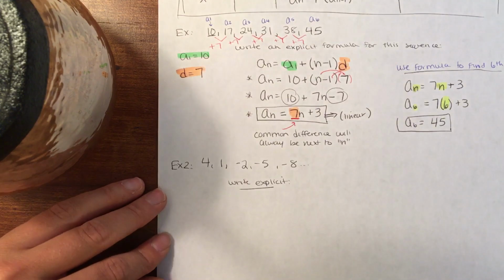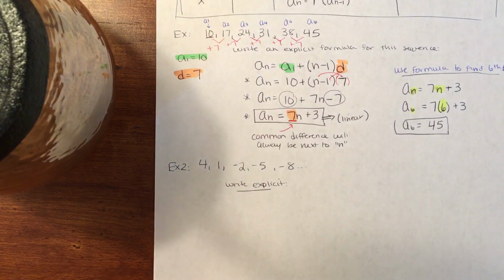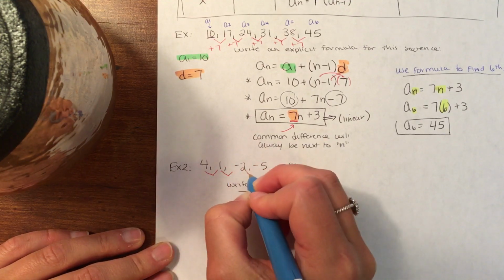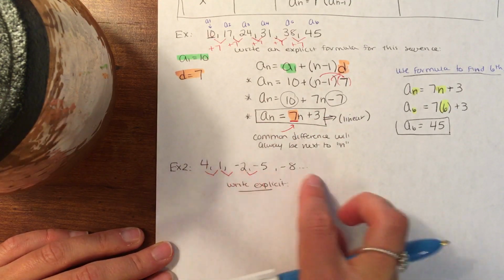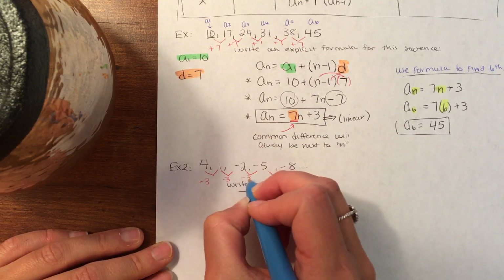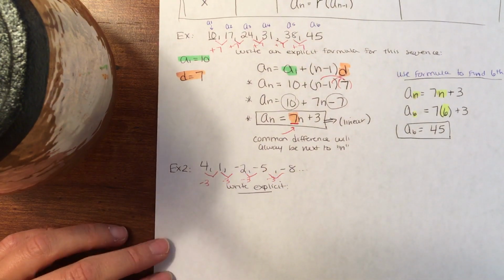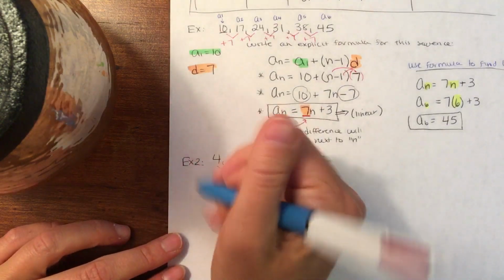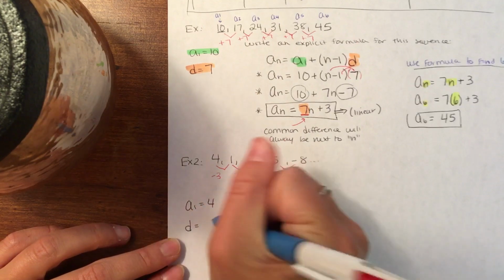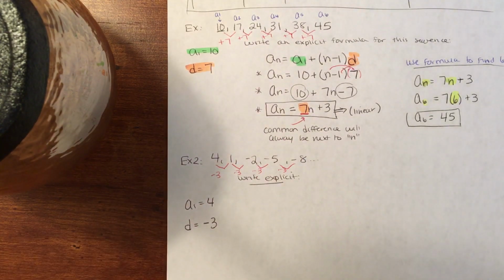Okay, so the first thing you're going to figure out here, and since this whole lesson is arithmetic, you should not really have to do much thinking, is that these numbers are going down through subtraction, and we're subtracting 3. So it's arithmetic. Okay, my first term, my A1, is 4, and my common difference, what am I going up or down by, is -3.